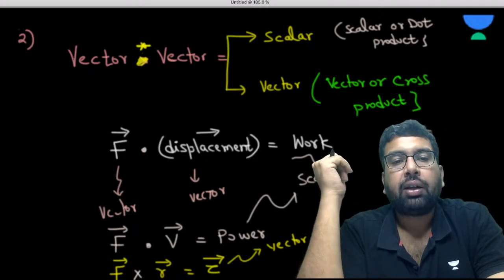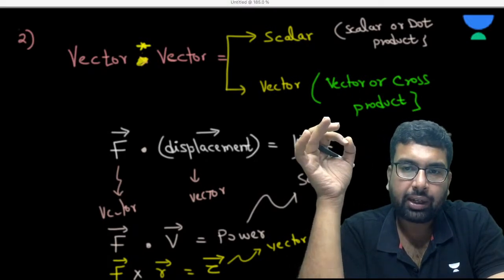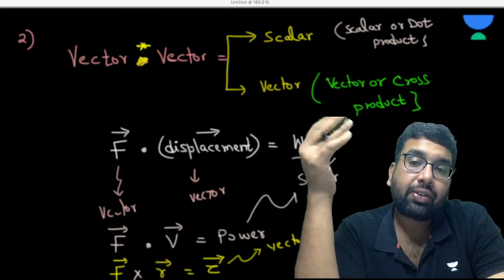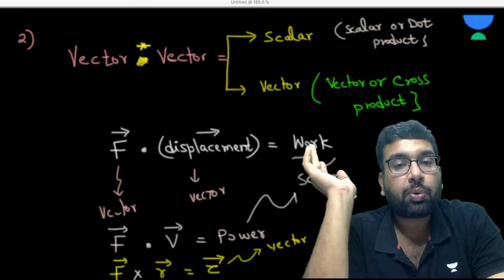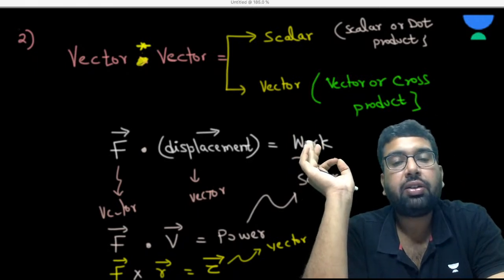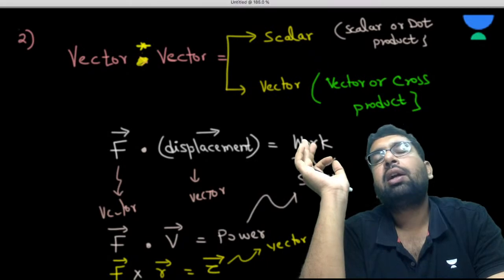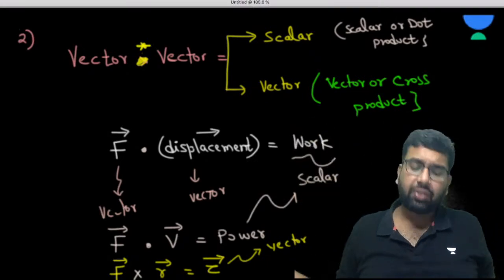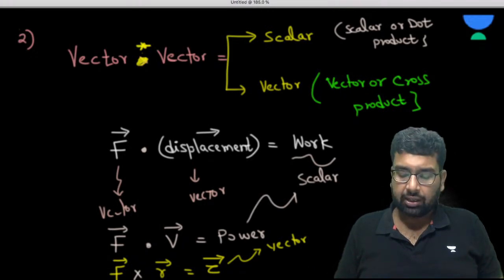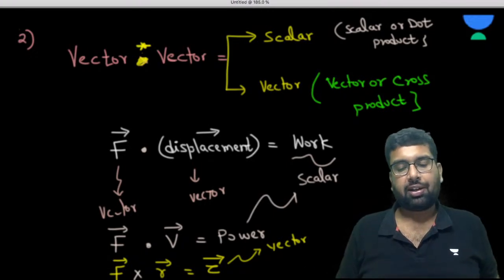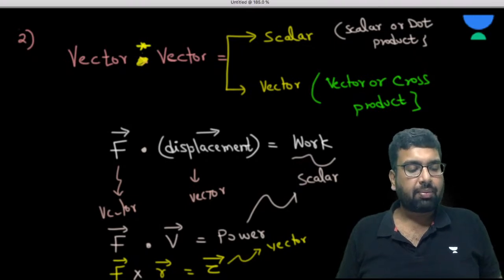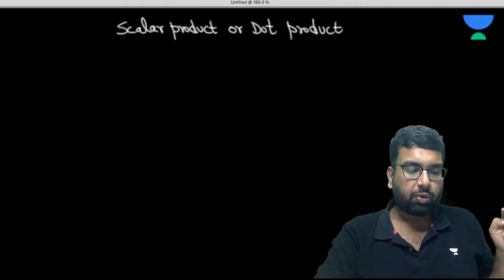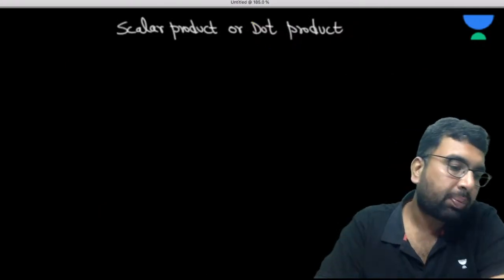Now two physical quantities, when they are multiplied to each other, if they are vectors and the result is also a vector, that means you are doing the cross product. In general algebra, when we multiply two things, we use dot or cross, and that is okay. But in vectors, there can be a difference. Understood? Now let's talk about what is the scalar product and what is the vector product.